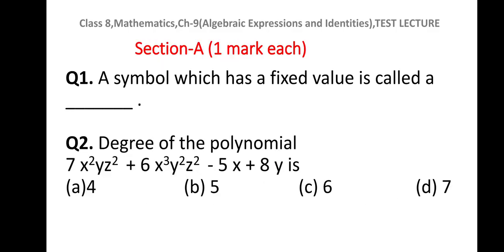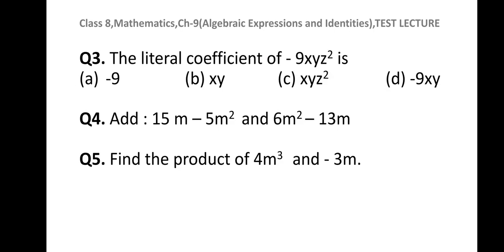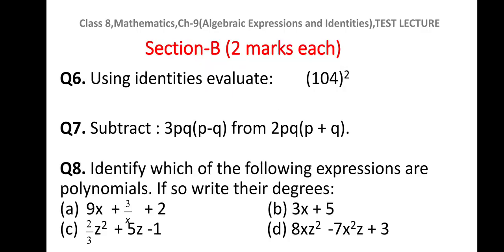Section A, as it has been already told, consists of 1 mark questions. So question number 1, 2, 3, 4 and 5, these are 1 mark questions. MCQs, for MCQs you can directly write the answers, but the rest of the questions are supposed to be solved properly with complete steps. This is section B, consisting of 2 marks questions.